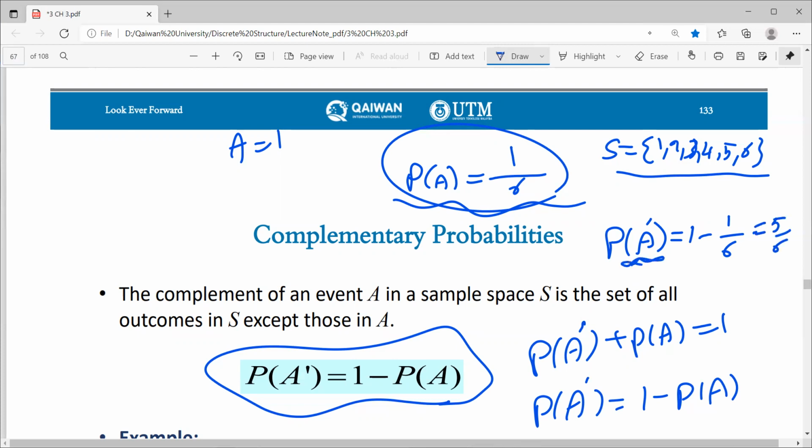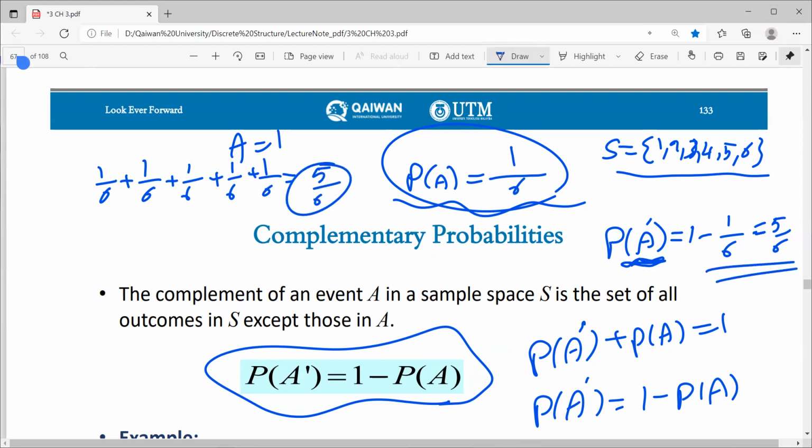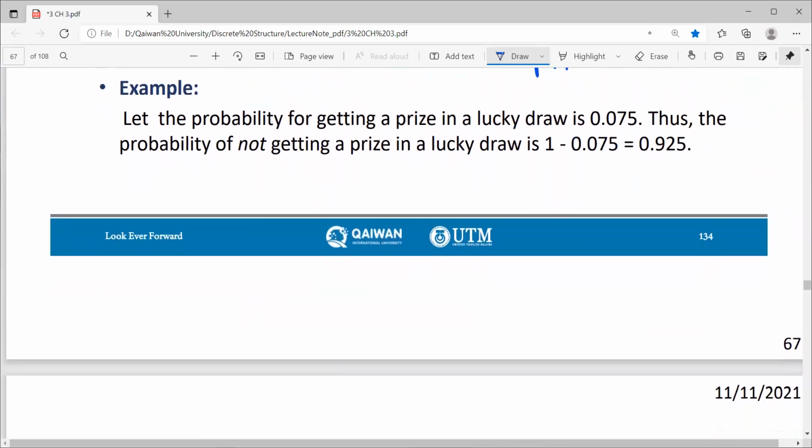That means, what's the probability if it's not 1? If it's not 1, it's either 2, 3, 4, 5, or 6. The probability of 2 is 1 over 6. The probability of 3 is 1 over 6. The probability of 4 is 1 over 6. The probability of 5 is 1 over 6. The probability of 6 is 1 over 6. Summing these is 5 over 6, as you get here. That's 1 minus the probability of the event.